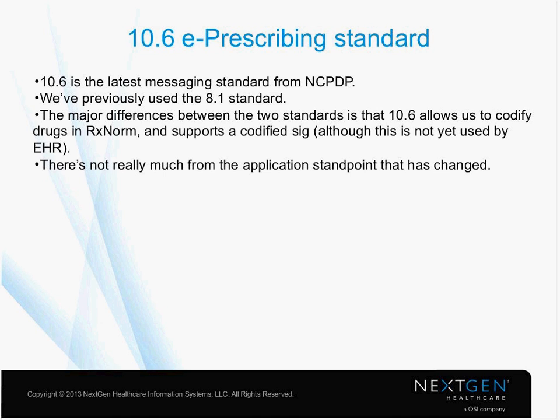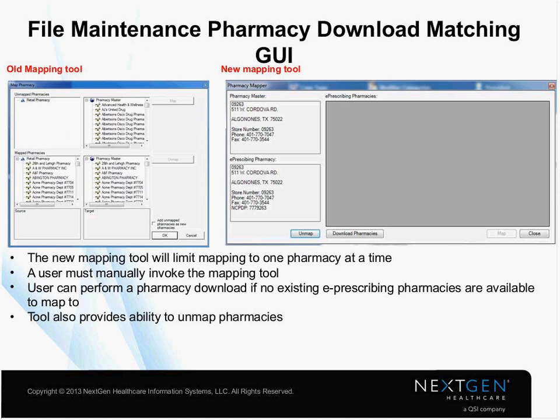All right, it's here. File maintenance. We were talking about the pharmacy download matching GUI. There's a new one, but this is what the old one looked like. So if you couldn't wrap your head around what I was actually saying, as I mentioned to you, you had your unmapped pharmacies, and then you had your mapped pharmacies, and your target pharmacy, and your source. It was just very difficult for end users to manipulate. So I'm going to point that out to you.